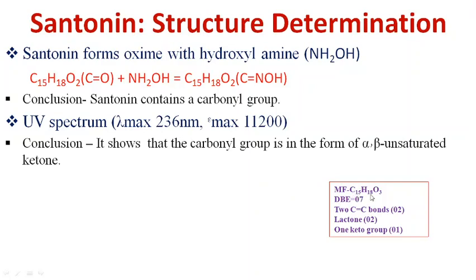The molecular formula of Santonin is C15H18O3. Its double bond equivalent is equal to 7, which corresponds to 2 carbon-carbon double bonds, 1 lactone ring corresponding to 2 double bond equivalents, that means 4, and 1 keto group is also present. This corresponds to one double bond equivalent. Up till now we have justified 5 double bond equivalents. 2 double bond equivalents are still left.